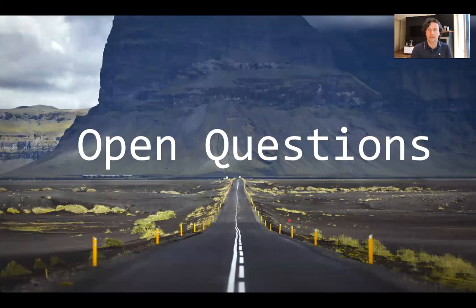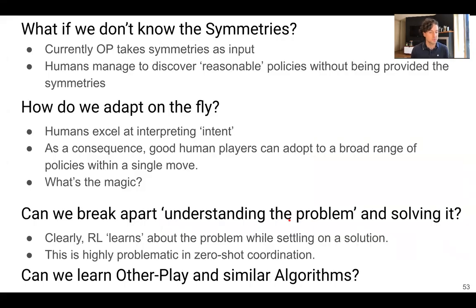Clearly, we're not done with this. In particular, there are huge open questions along this long journey. And I think we're just taking the very first steps in understanding how we can make progress in coordination issues, forgetting about self-play. For example, what happens when we don't know the symmetries? Other play currently takes the symmetries as an input, but humans manage to discover reasonable policies without being provided the symmetries. This also begs the question, how can we learn to adapt on the fly? Humans excel at interpreting intent. I see a few actions and understand what the other player is trying to do. So the humans are really, really good at adapting to a broad range of different policies.